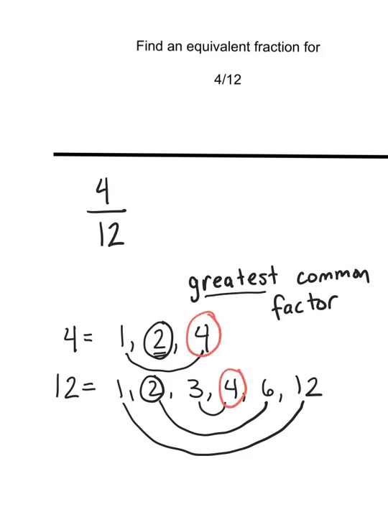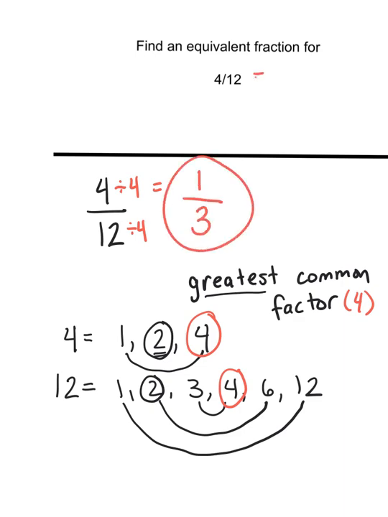So I'm going to take my greatest common factor, which for 4 and 12 is the number 4. I'm going to divide my numerator and my denominator by 4. 4 divided by 4 gives me 1, and 12 divided by 4 gives me 3. So my equivalent fraction for 4/12 is 1/3. Now there's lots of other equivalent fractions that I could come up with for this. I could also do 8 out of 24, and that would be equivalent too. But this is just one example of an equivalent fraction.